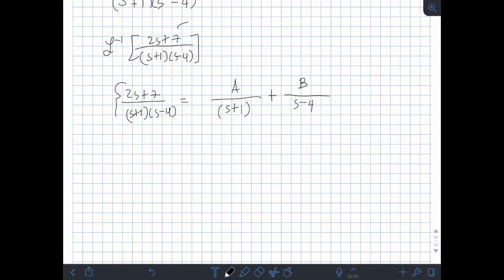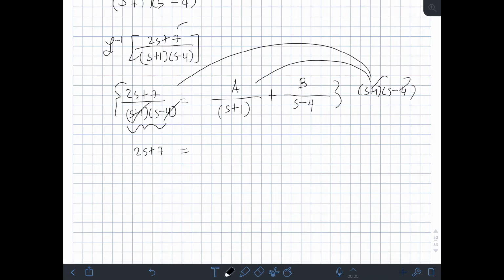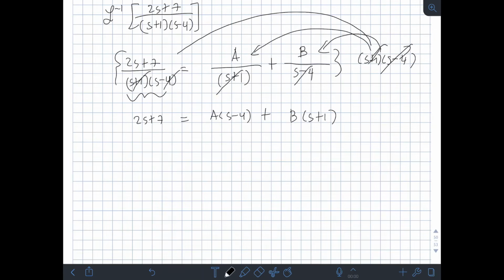So, next step, di ba, multiply natin both sides sa LCD, which is this denominator pa rin. So, distribute, makakancel lahat to, magiging 2s plus 7 equals, distribute sa a, makakancel si s plus 1, matitira is a times (s - 4), plus distribute sa b, makakancel si s minus 4, matitira is b times (s + 1). So, apply na lang natin yung substituting ng values ng s dito para may ma-eliminate tayong variable.